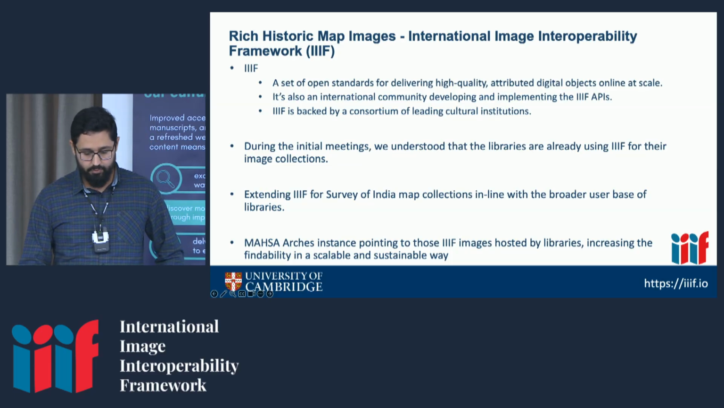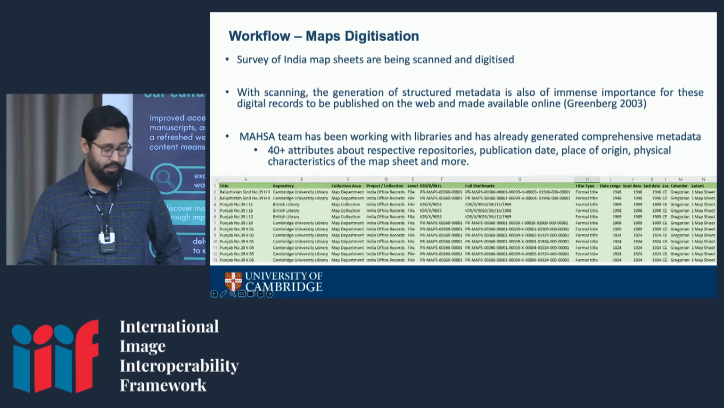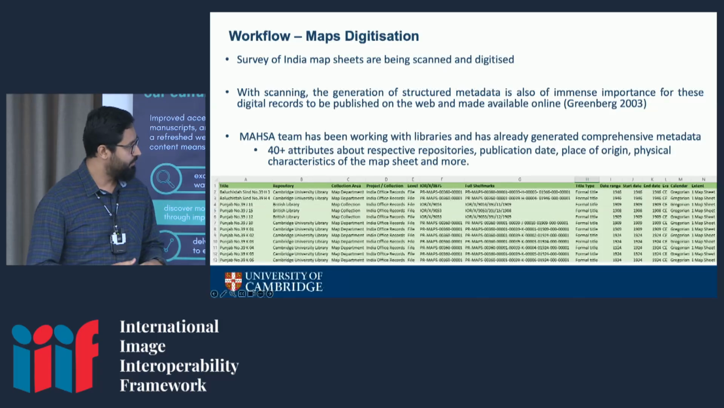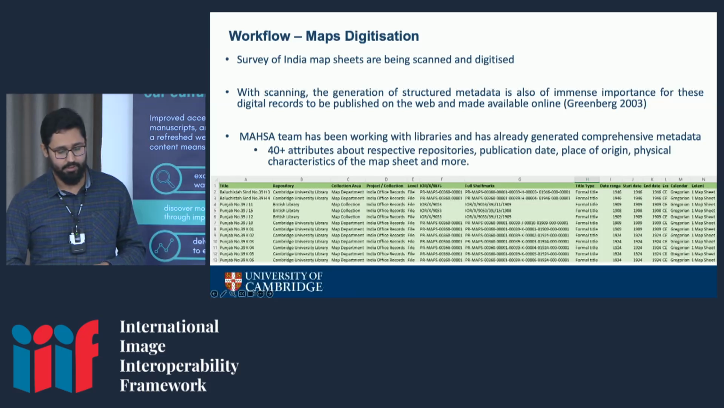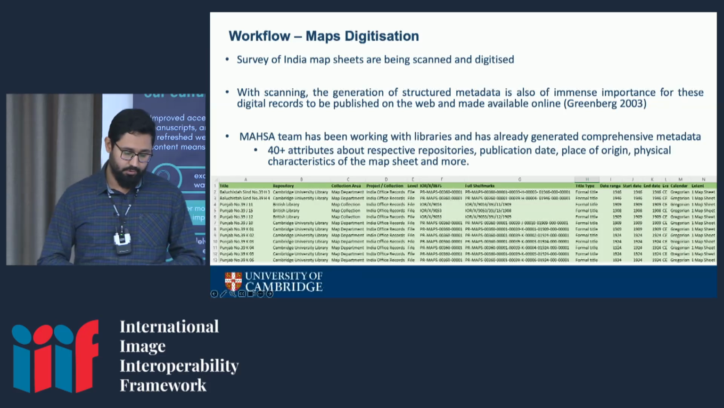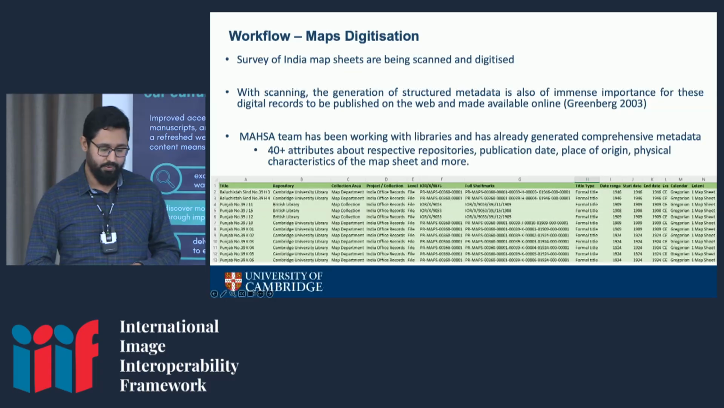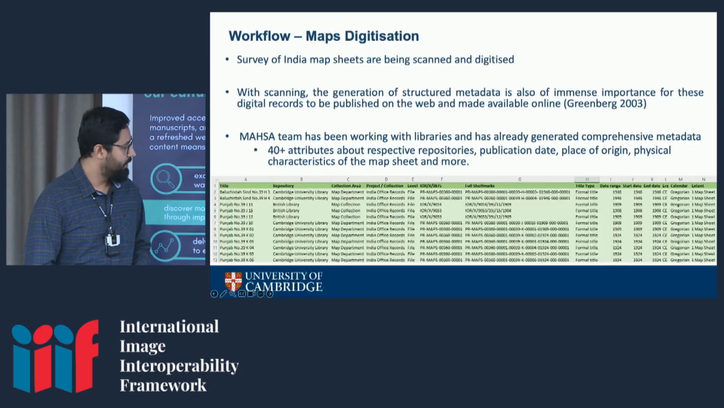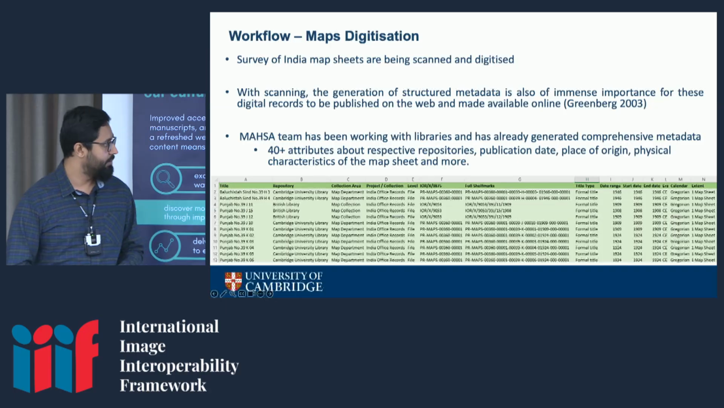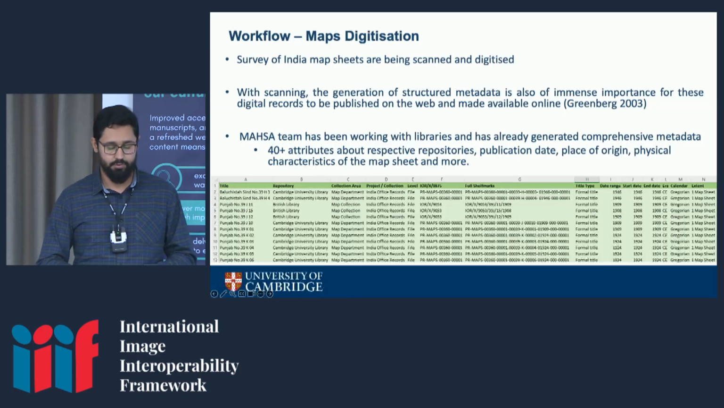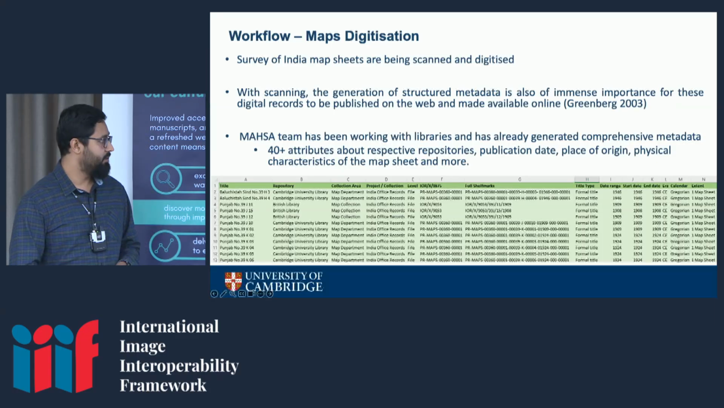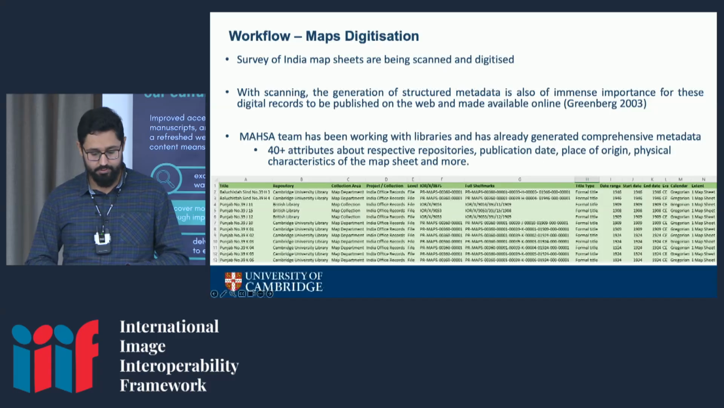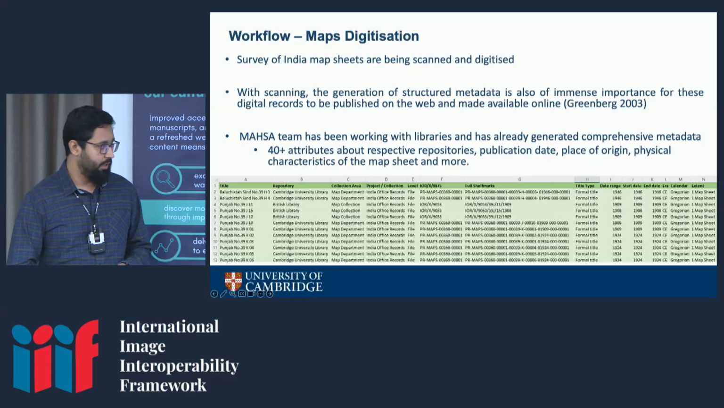In terms of workflow, we started with identifying the required map sheets and then ordering high resolution scans for them. And then the group of researchers with MASA worked with libraries to generate comprehensive metadata, which has more than 40 attributes, including details about the respective repositories where these map sheets are held, their publication dates, places of origin, any physical characteristics like folds or stamps, and many more.